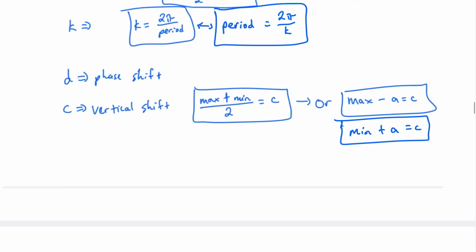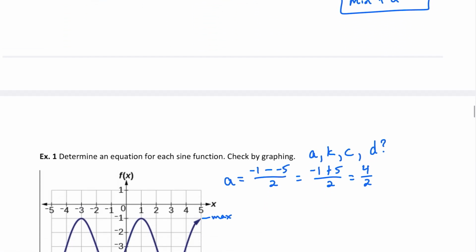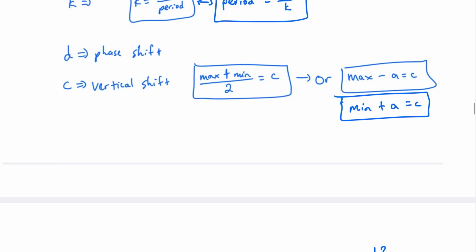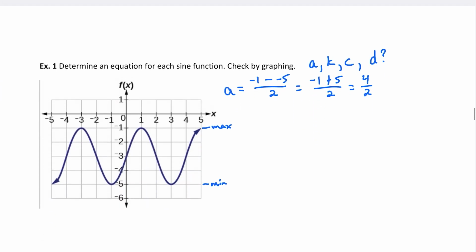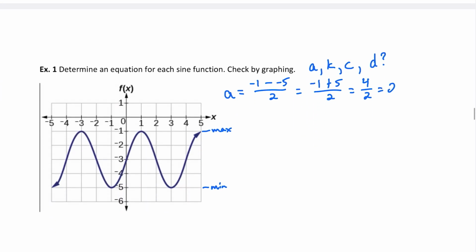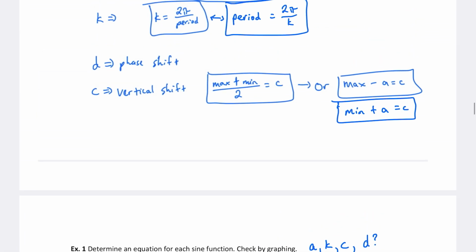Well, look at that, I have a mistake. What was the formula? It's max minus min, -1 minus -5. Oh no, I'm right. Everything's working out great. My apologies. And then we get the amplitude is 2. I was thinking about another value ahead of time. So we got A equals 2.